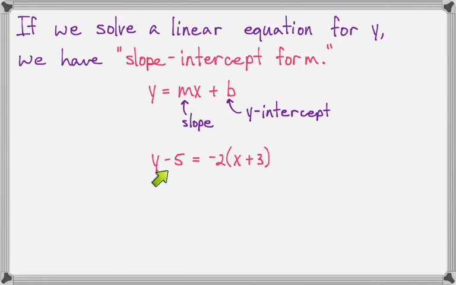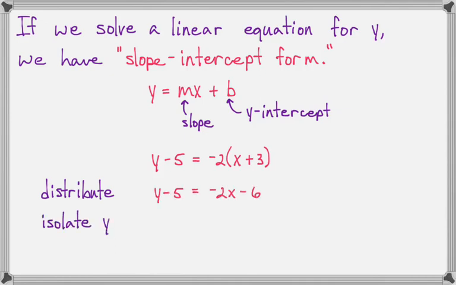So if I take my answer from the last example that was in this form, this was called point-slope form because I can still see the point numbers and the slope. If I distribute the -2 and then add 5 to both sides so that I've isolated y, then this is now in slope-intercept form, and I can identify that the slope is -2 and the y-intercept is -1.